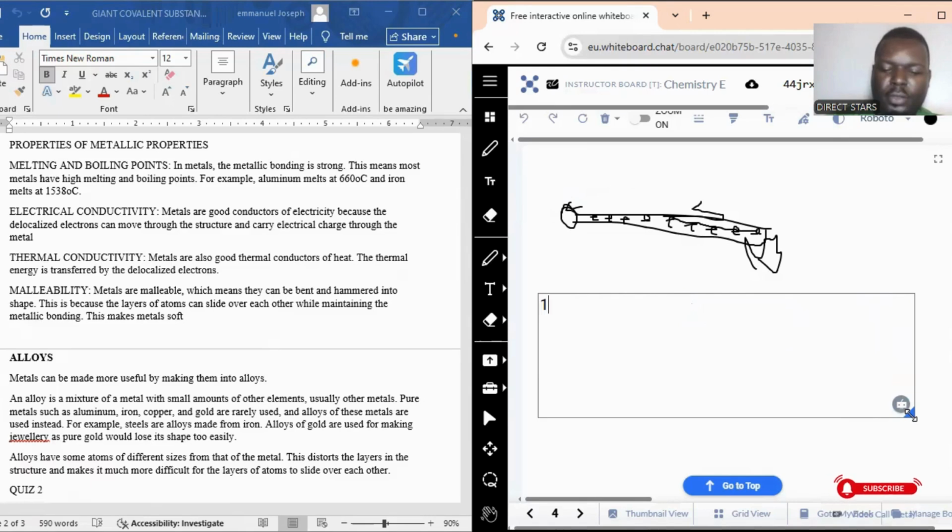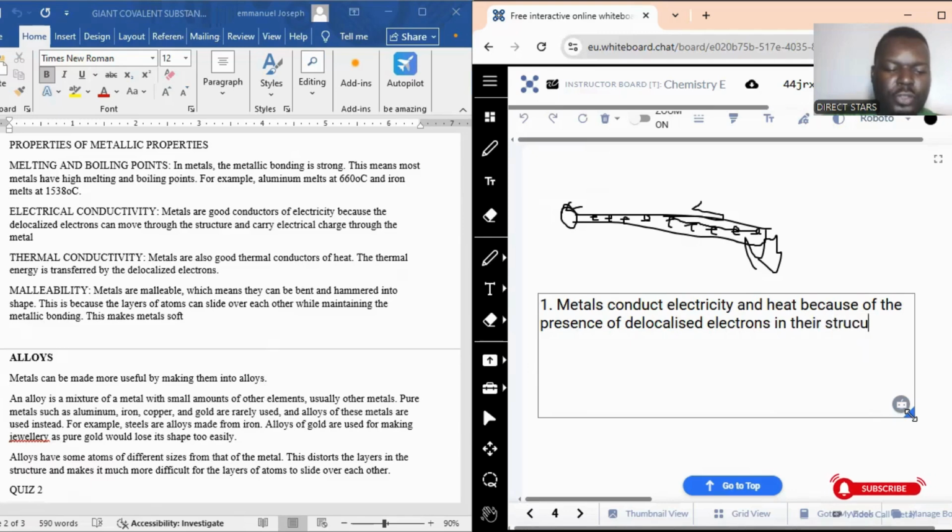Number one, metals conduct electricity and heat because of the presence of delocalized electrons in their structure. So that is the reason for that.